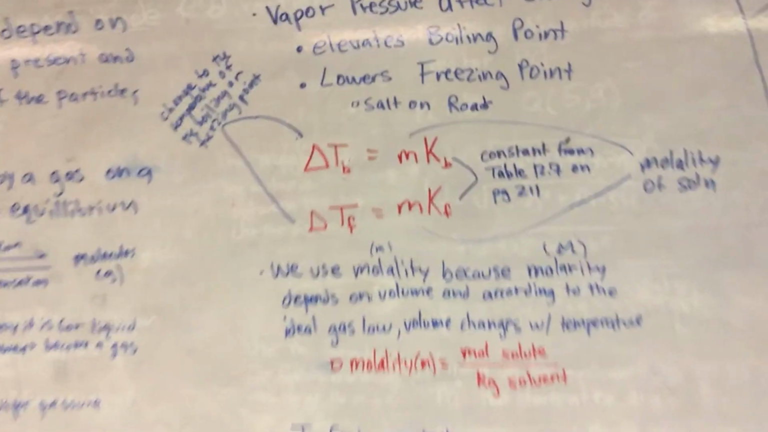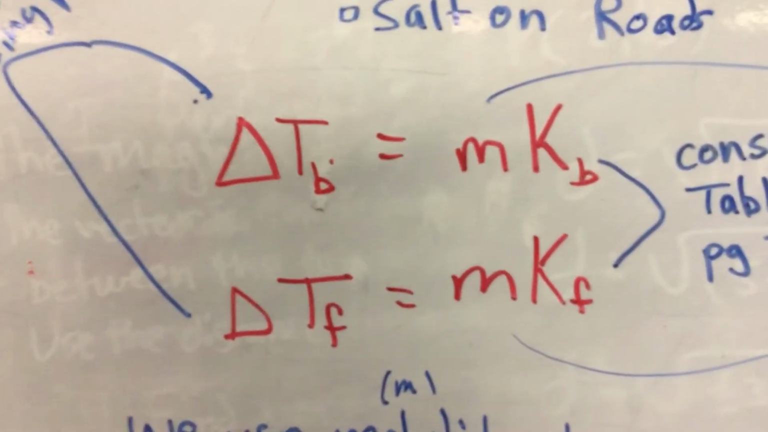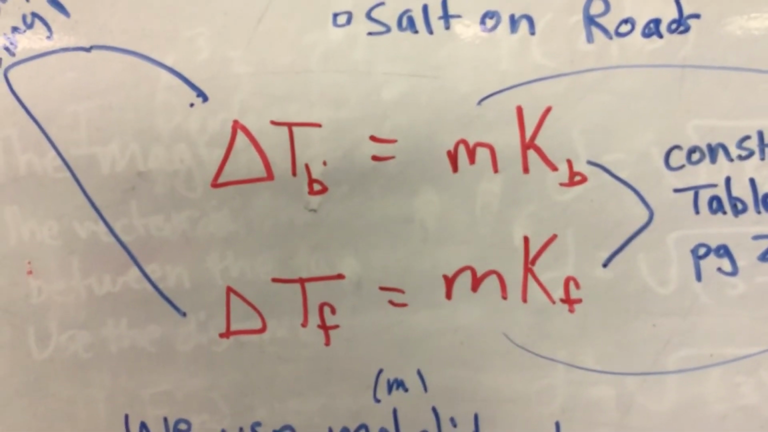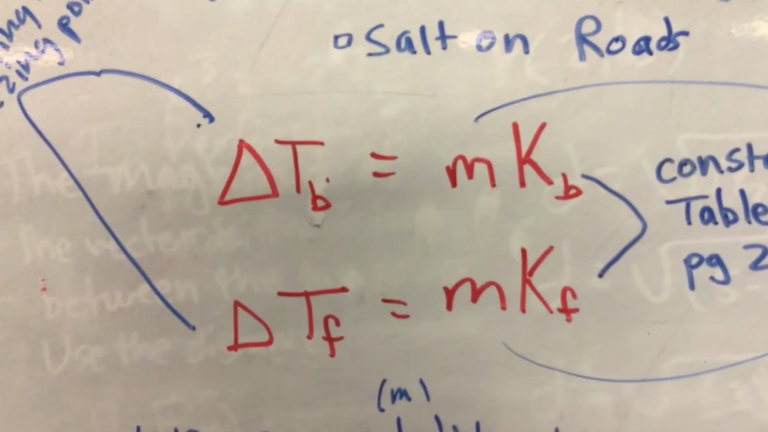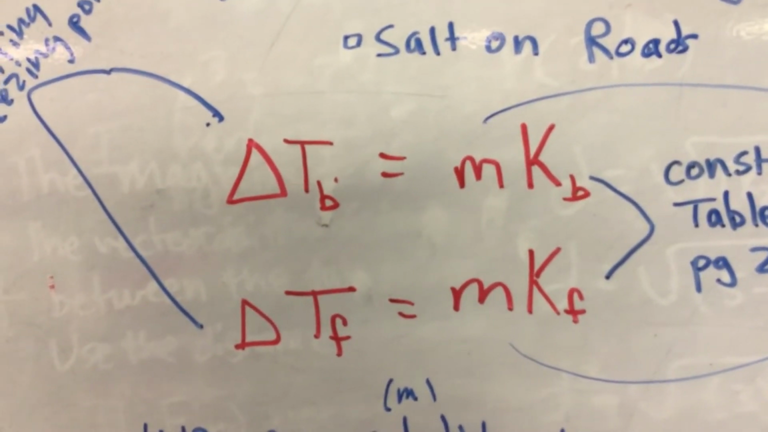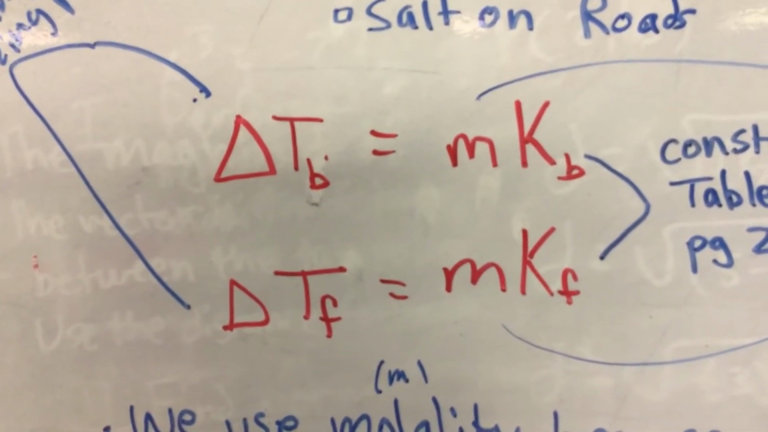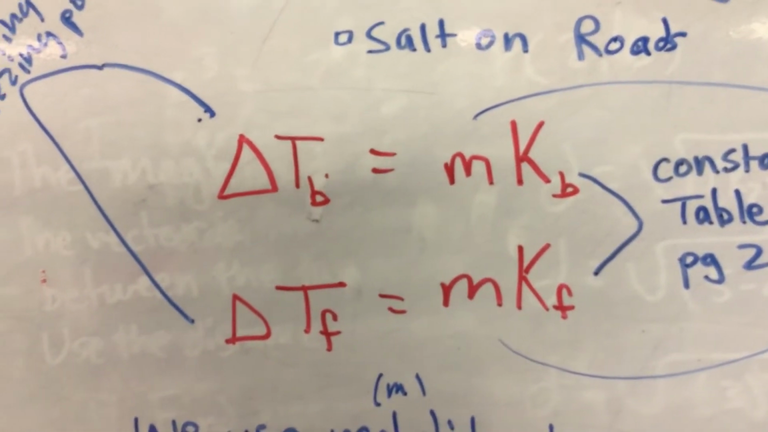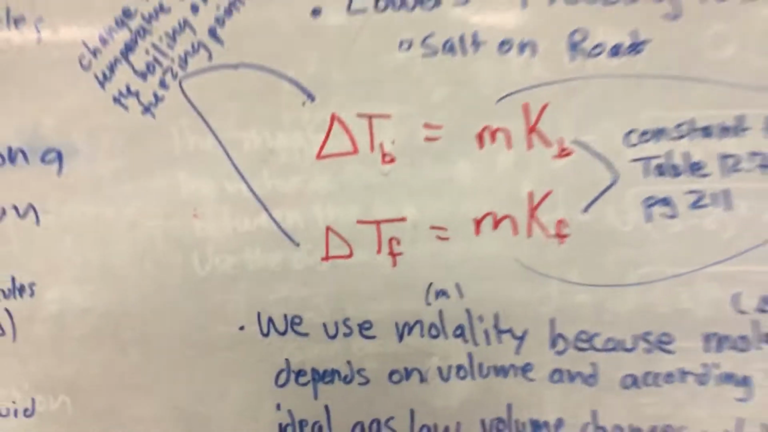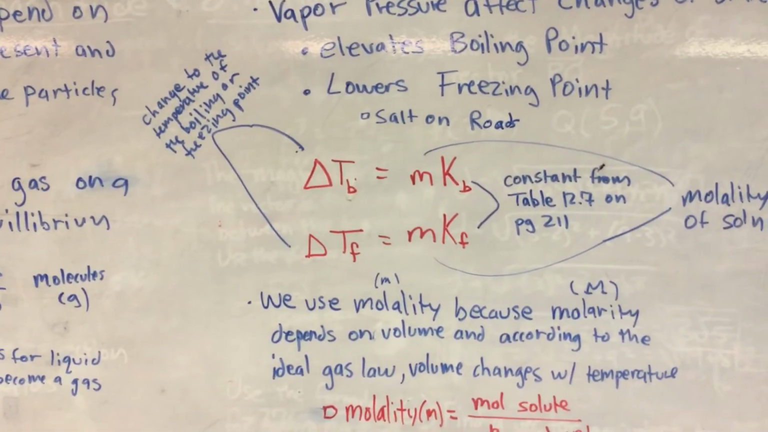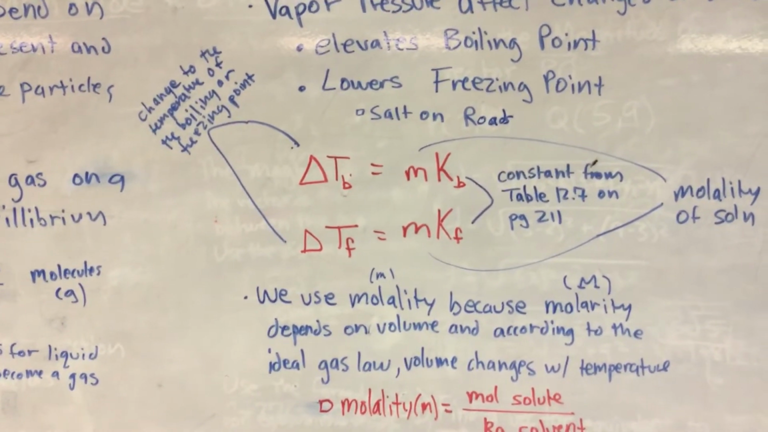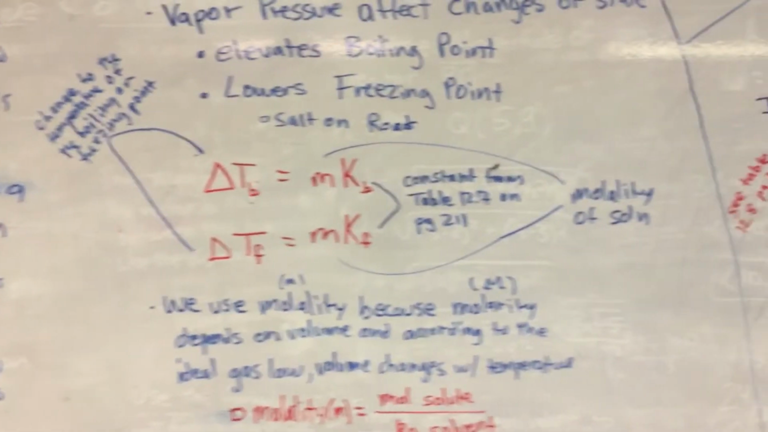Okay? So we use these two equations right here in order to find the effect that putting a solute into a solvent will have on the boiling or freezing point. B stands for boiling, it's also evaporation. F stands for freezing. Okay, so the delta means change. So these values are essentially how the boiling and freezing points are changed by putting solutes in there.